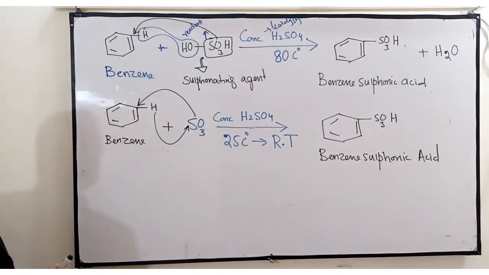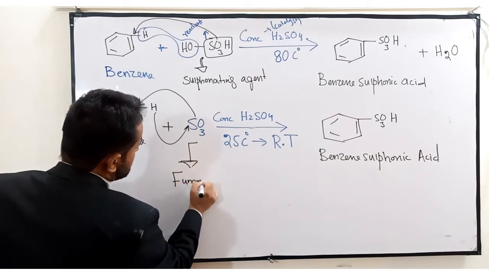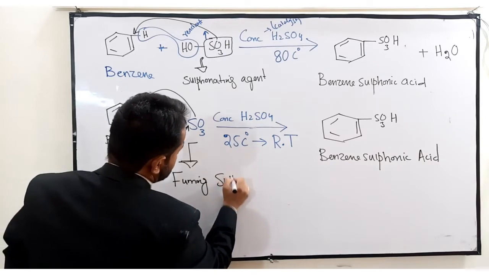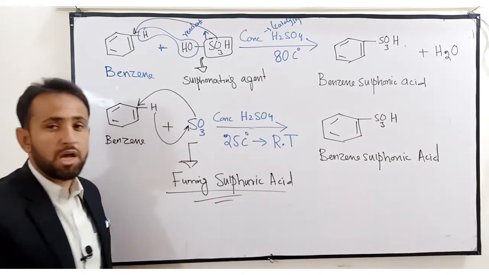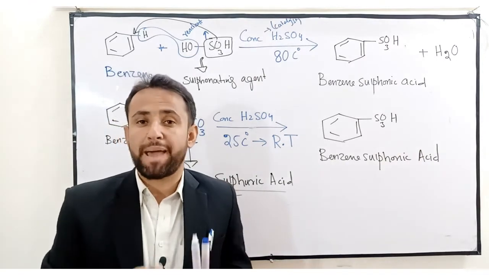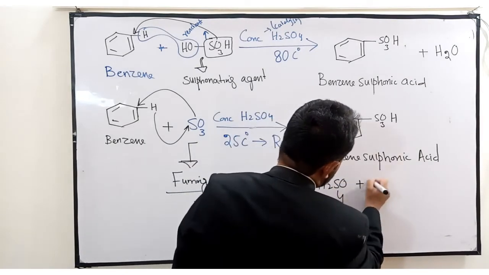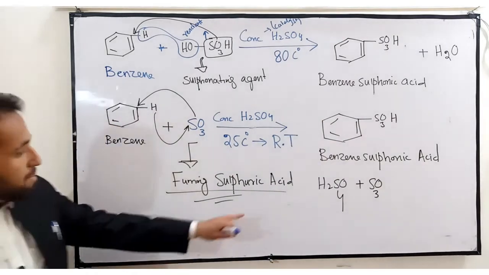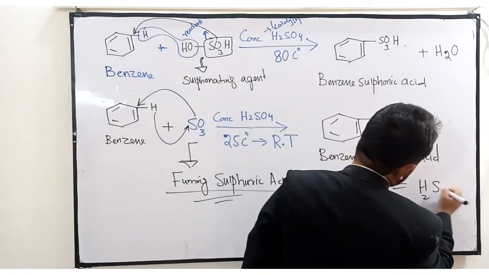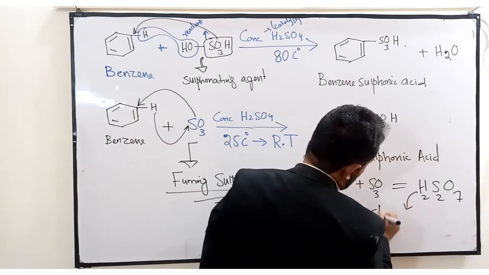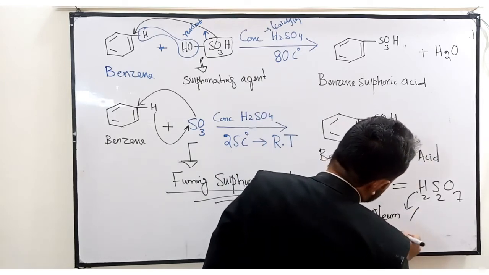Understand? Point number two. This is known as fuming sulfuric acid. What does fuming sulfuric acid mean? Fuming sulfuric acid is itself a mixture of two components, that is H2SO4, sulfuric acid, plus SO3, sulfur trioxide. The mixture of these two is known as fuming sulfuric acid, which is itself equal to H2S2O7. This is called oleum, or this is also known as pyrosulfuric acid.